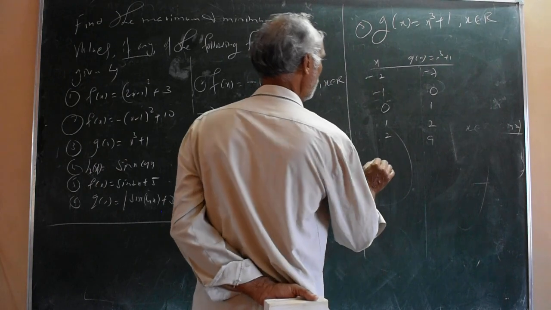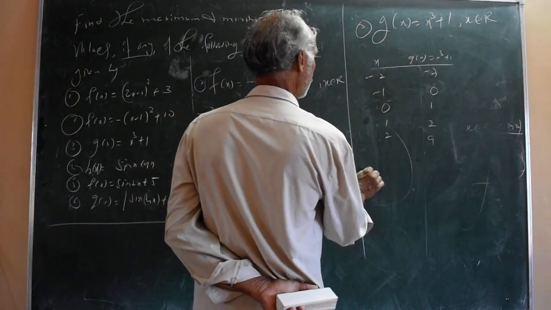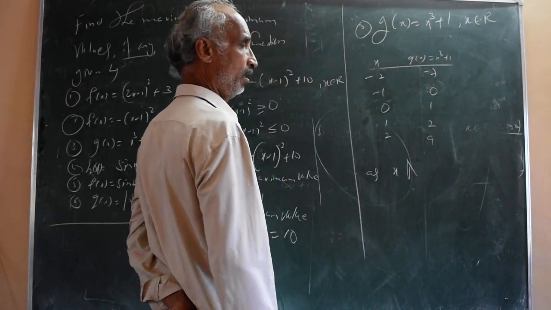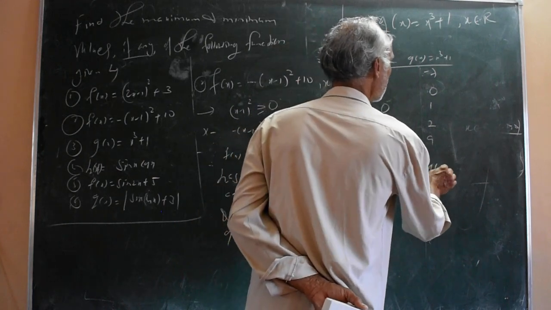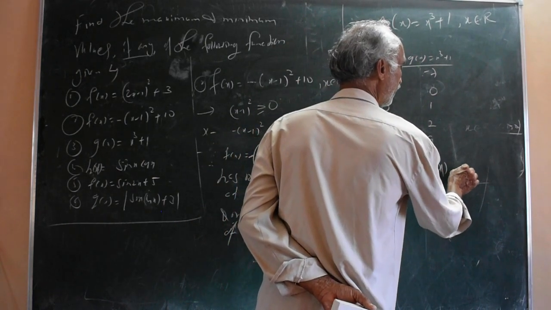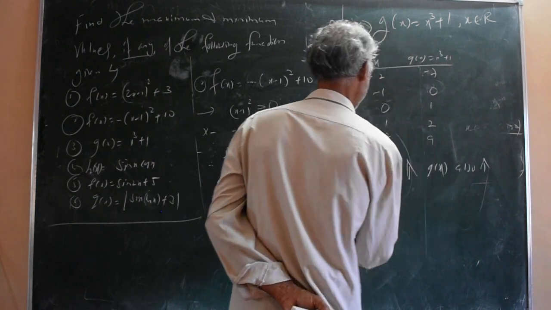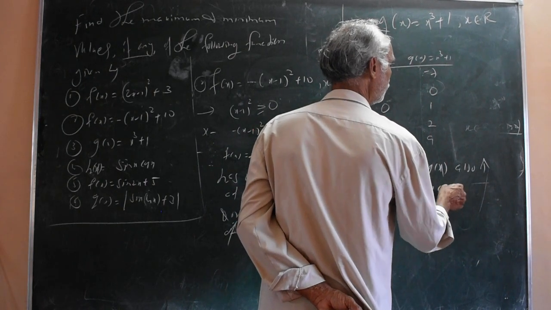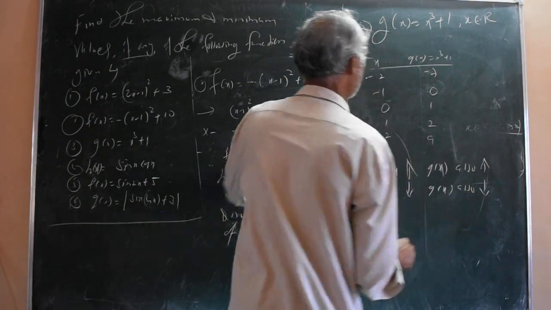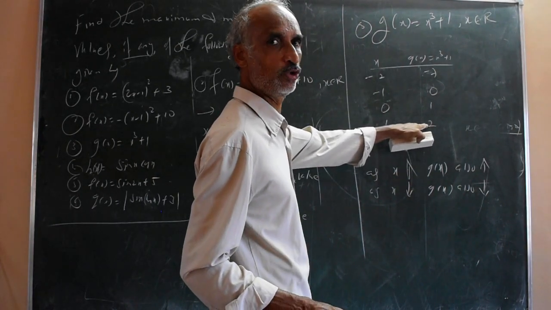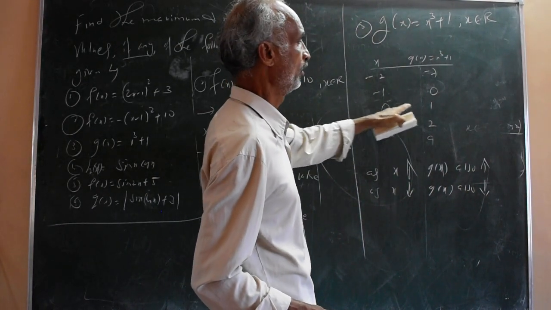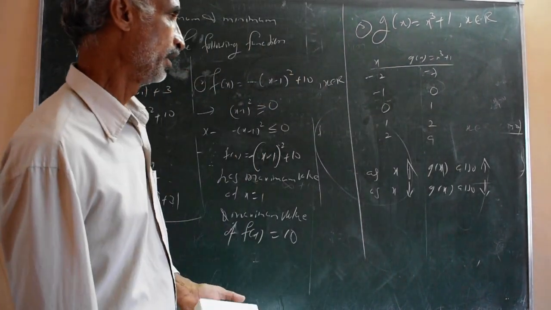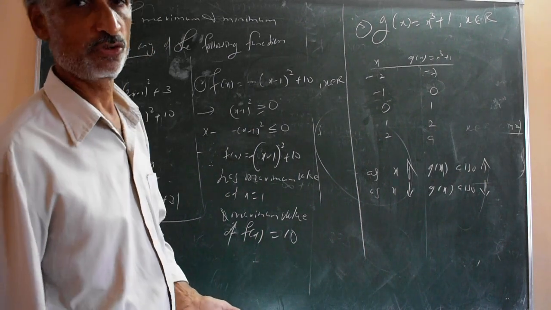So let us conclude like this: as x increases, the upward arrow indicates g of x also increases. As x decreases, g of x also decreases. For example, if x goes from 2 to 1, the g of x value decreases from 2 to 1. As x decreases, g of x also decreases.